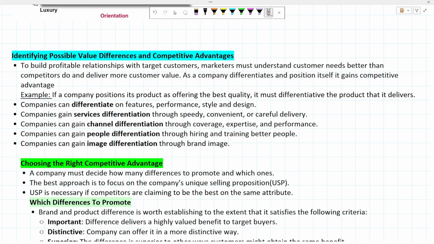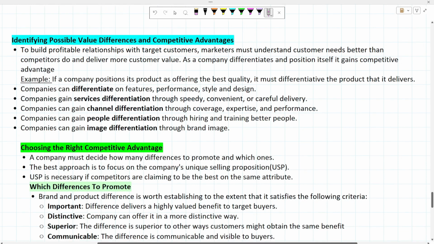Companies can differentiate on features, performance, style, and design. Companies can gain services differentiation through speedy, convenient, or careful delivery. Companies can gain channel differentiation through coverage, expertise, and performance. Companies can gain people differentiation through hiring and training better people. And companies can gain image differentiation through brand image.